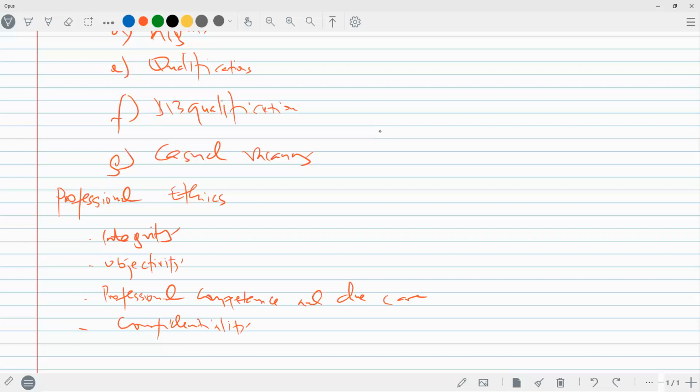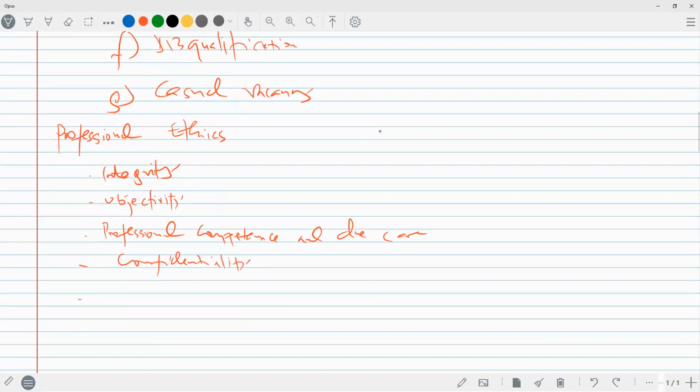And lastly, something to do with professionalism: you have professional behavior. Those are the 5 fundamental principles that you're meant to uphold as an auditor, as contained in the Code of Professional Ethics for accountants. I think they're all clear.